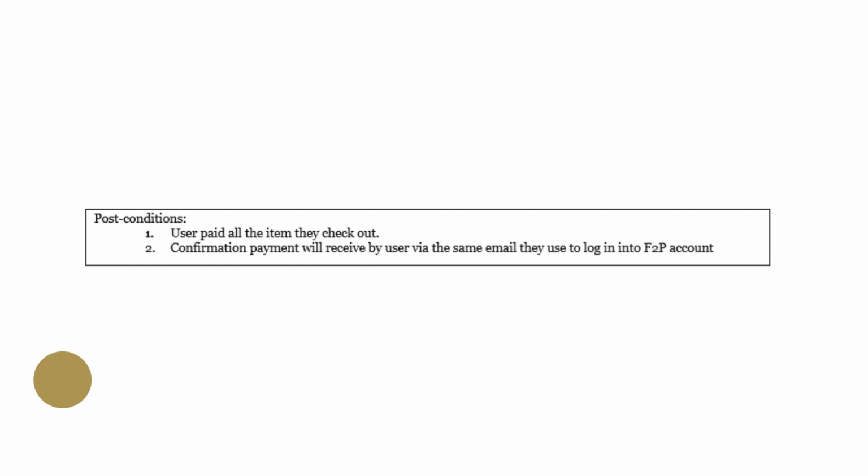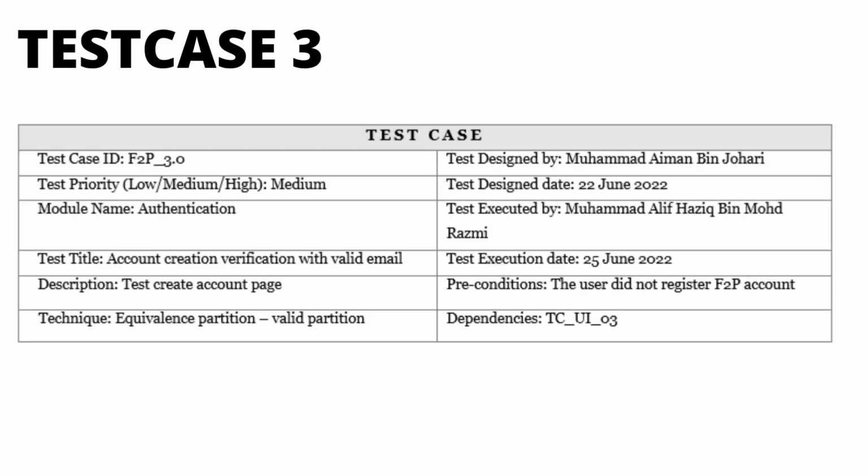The post condition for test case 2 is that the user has paid for all the items they checked out, and the payment confirmation will be received by the user via the same email they use to log into the Fish2Pet account. Moving on to test case 3, the title is account creation verification with valid email.